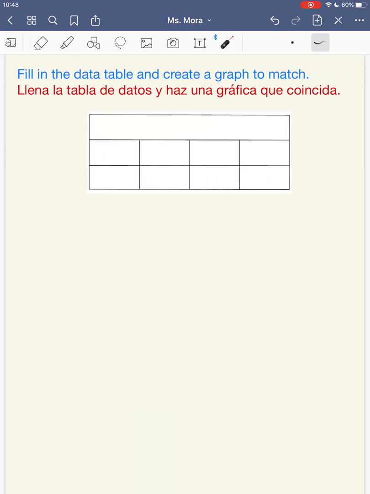Okay? So for today, guys, what I want you to do is I have a blank data table here. Alright, and your instructions are to fill in the data table and create a graph to match. Okay? And then that's it. That's what you're going to do. So I'll give you an example.